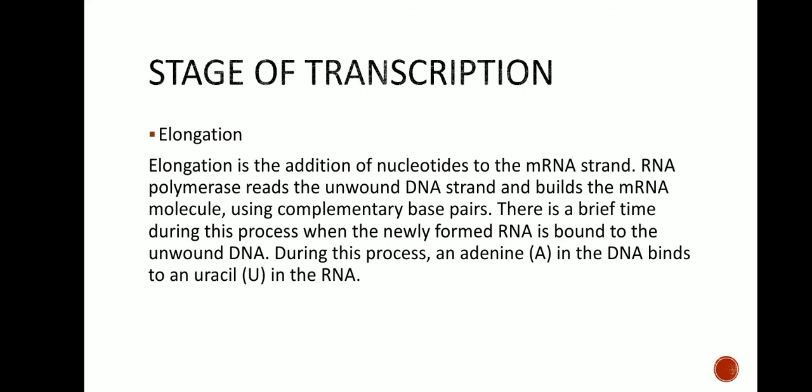The next step makes up the bulk of translation, which is the elongation. Elongation is the addition of nucleotides to the mRNA strand. RNA polymerase reads the unwound DNA strand and builds the mRNA molecule using complementary base pairs. There is a brief time during this process when the newly formed RNA is bound to the unwound DNA. During this process, an adenine in the DNA binds to a uracil in the RNA.